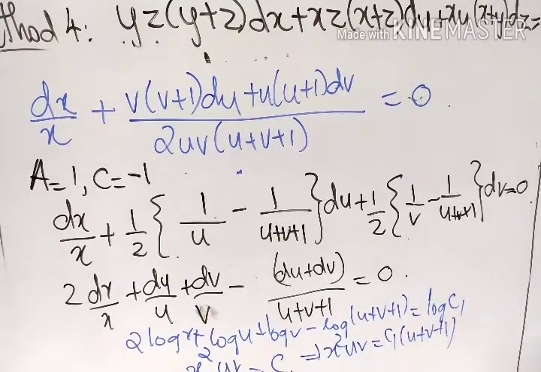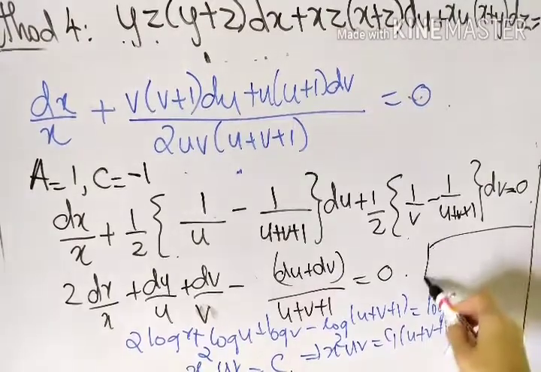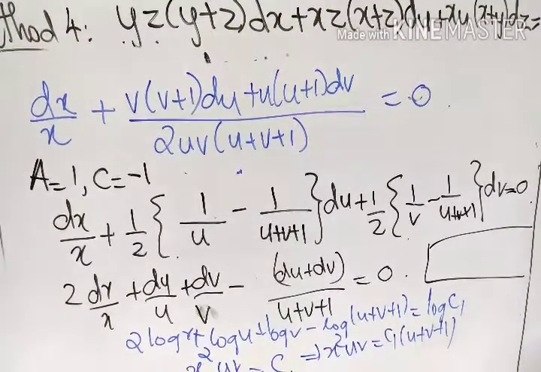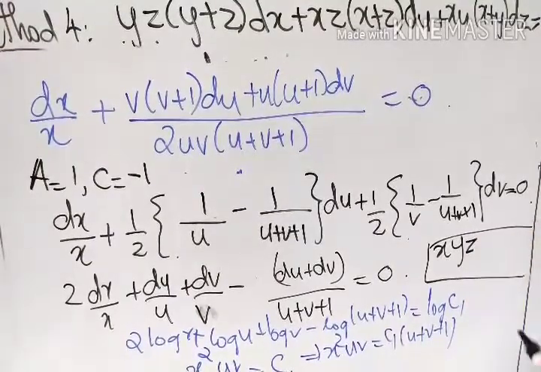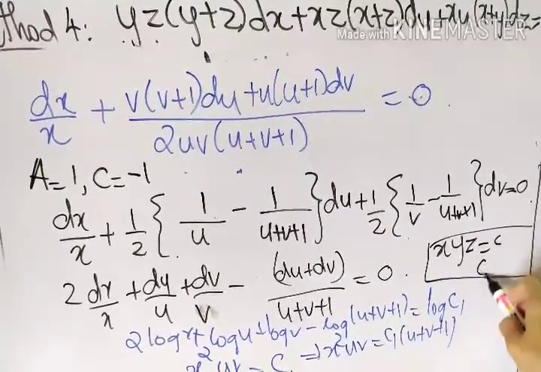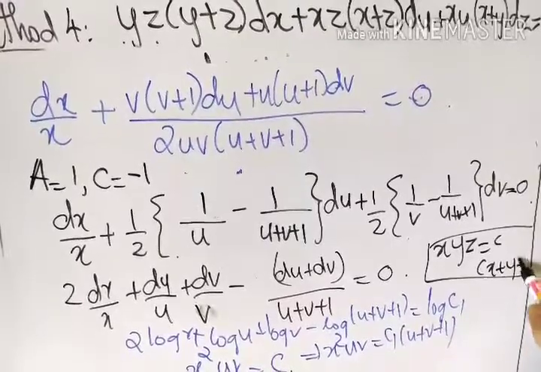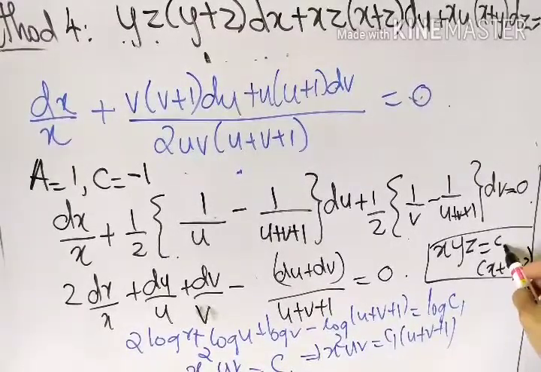Hence the solution after the substitution and clearing of the denominators, the answer would be here, let me write it over here. Our answer will be x y z is equal to c into x plus y plus z. Probably we'll be getting a c1 over here because I have substituted c1 as the arbitrary constant. So my answer will be x y z is equal to c1 into x plus y plus z.